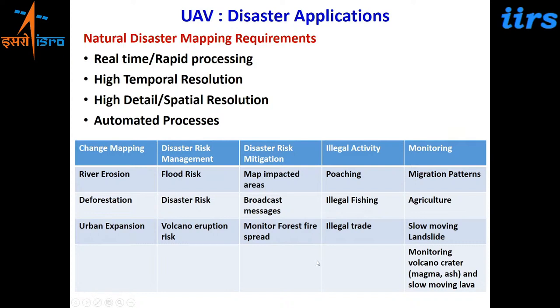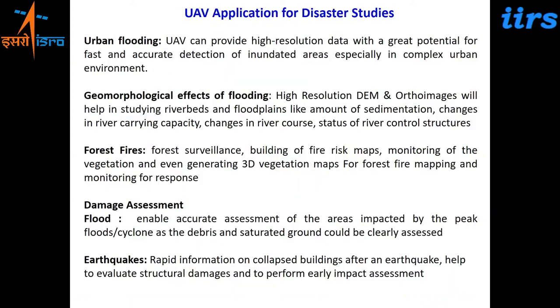In illegal activity like poaching, illegal fishing, and illegal trade, drones can play a role in wildlife management. Then there is monitoring migration patterns, agricultural and meteorological droughts, slow-moving landslides, volcanic craters, and slow-moving lava. So they have potential in all aspects of disasters.